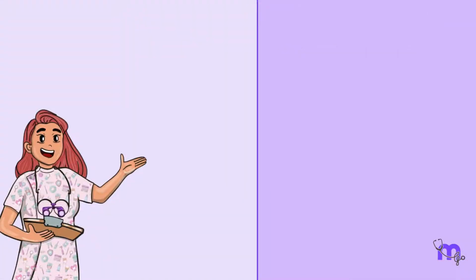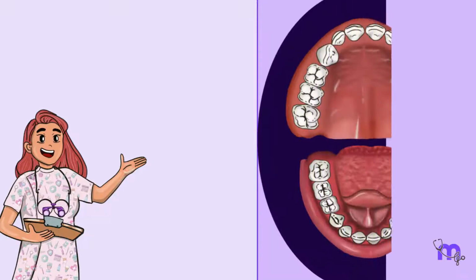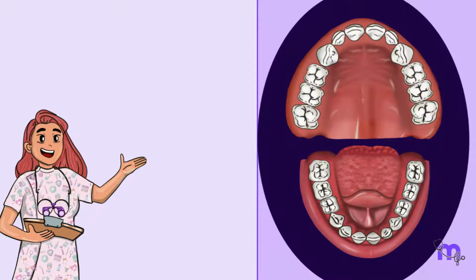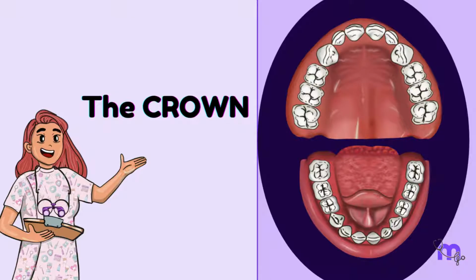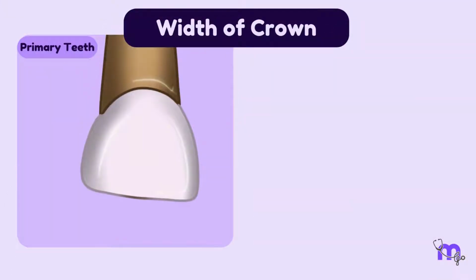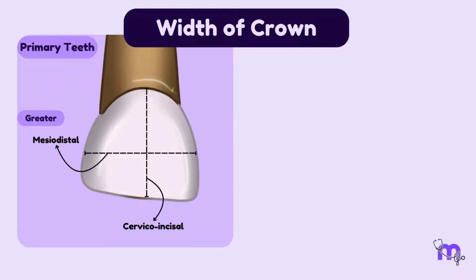As Ria began to look at each tooth closely, she noted the morphological differences. She began with the clinically visible structure in the oral cavity, the crown. The crowns of the primary incisors appeared wide. That is, the mesiodistal dimension was greater than cervico-incisal.